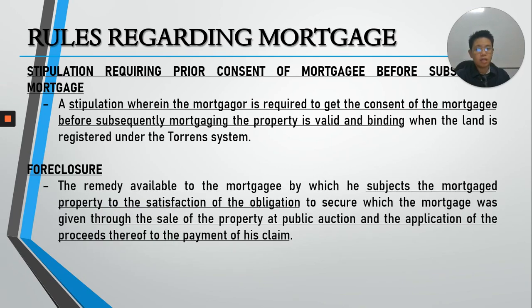2131 talks about foreclosure. So, foreclosure is a remedy available to the mortgagee and it subjects the mortgaged property to the satisfaction of an obligation. How? You will sell the property at public auction. And after selling the property, may nagbid, yung proceeds niya will be applied to the payment of the claim of the creditor/mortgagee.